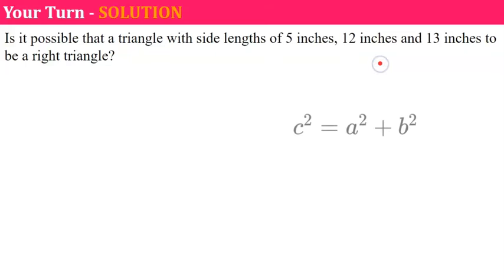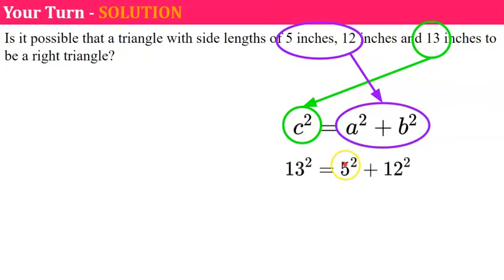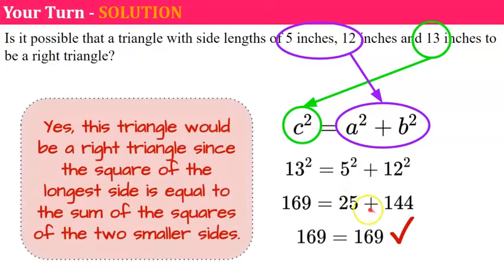Welcome back. So we're going to use our Pythagorean theorem. We're going to identify our longest side, and then we have our two smaller sides. 13 squared should equal 5 squared plus 12 squared if it's a right triangle. 13 squared is 169, 5 squared is 25, and 12 squared is 144. Add 25 plus 144 is 169, and so yes, this triangle would be a right triangle since the square of the longest side is equal to the sum of the squares of the two smaller sides.